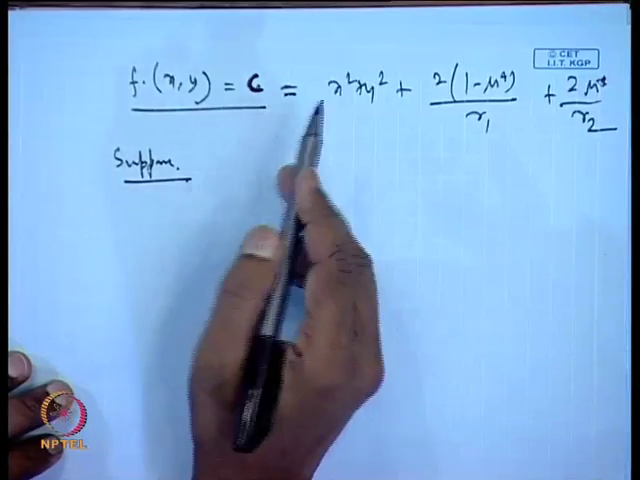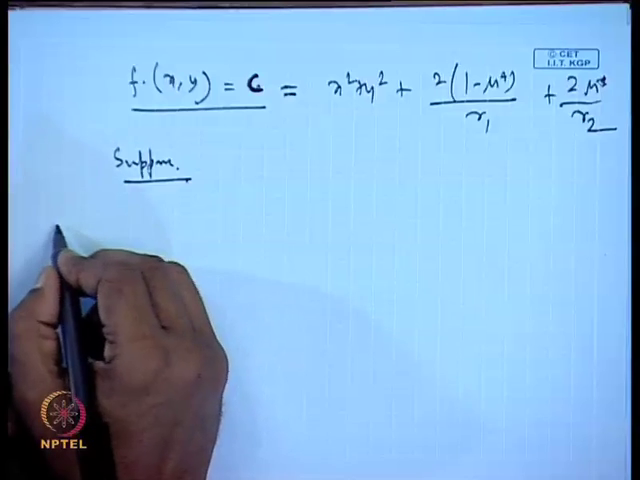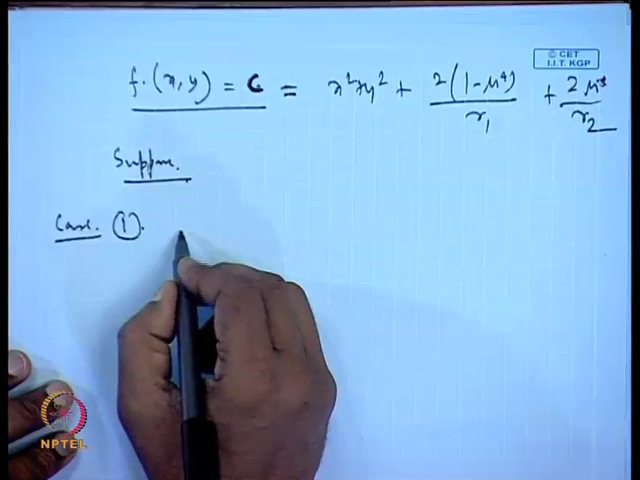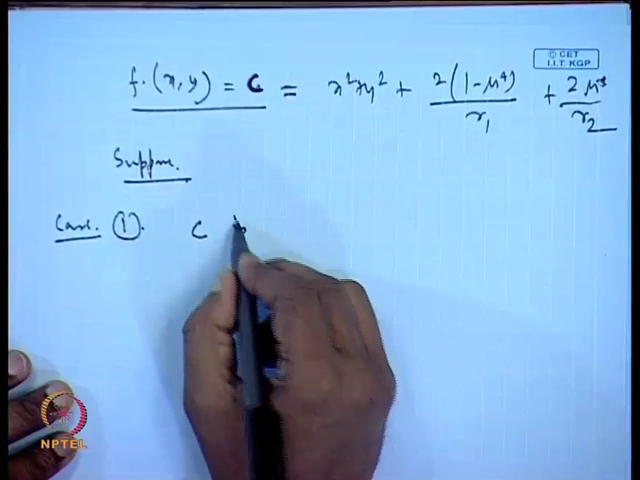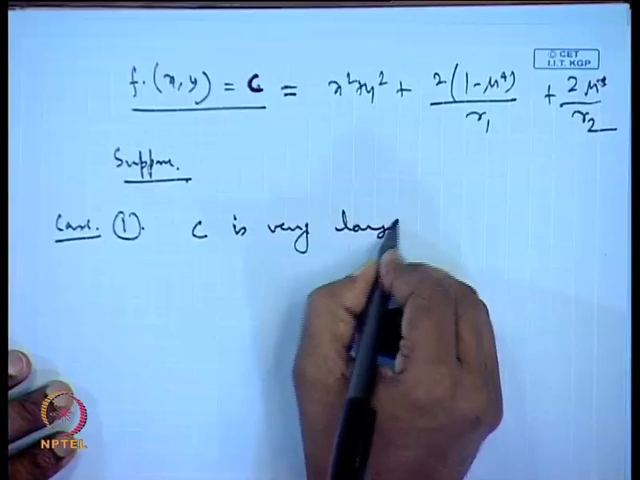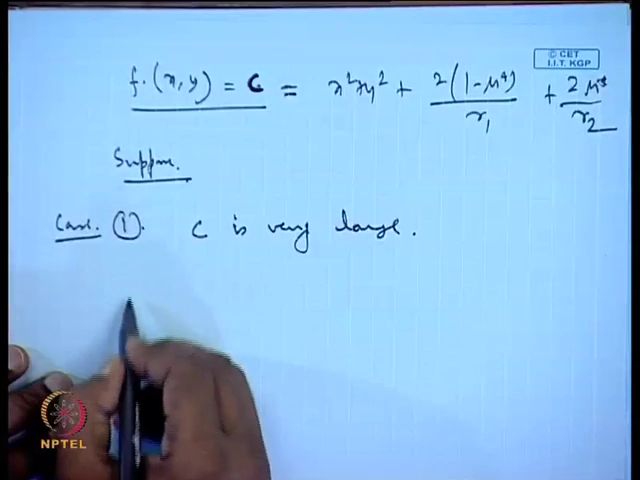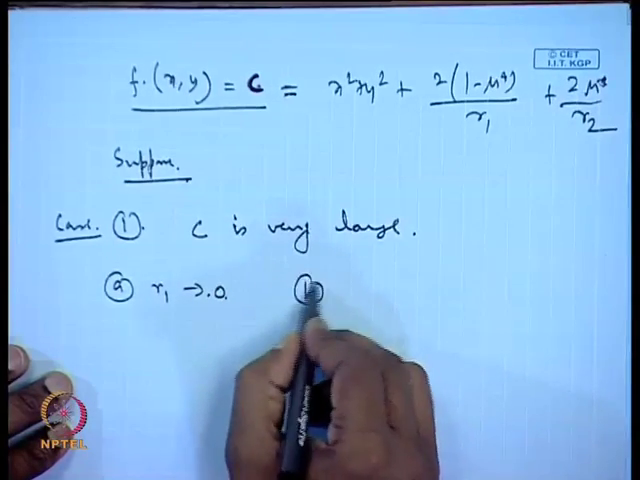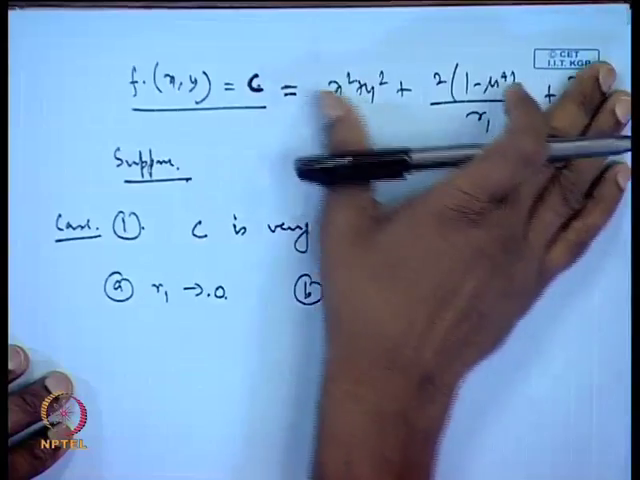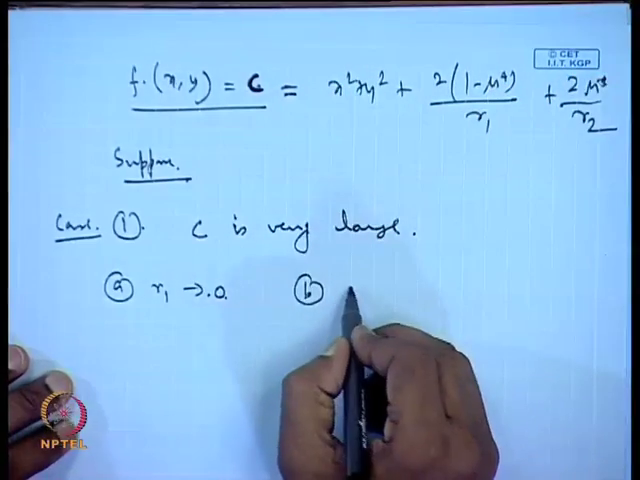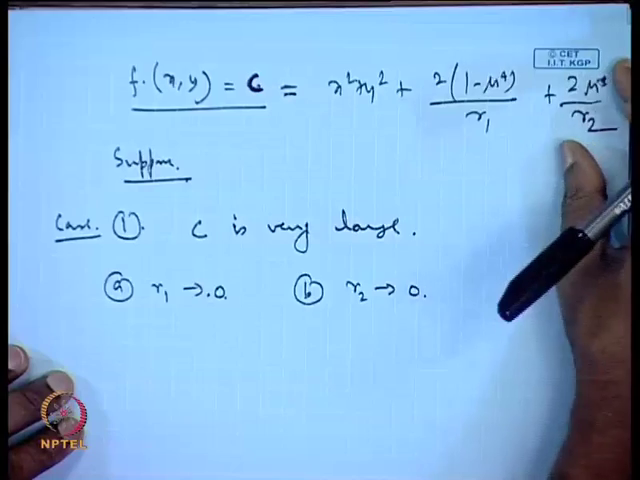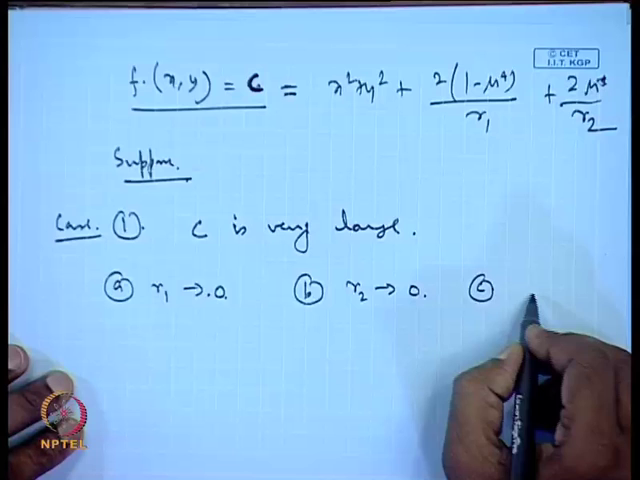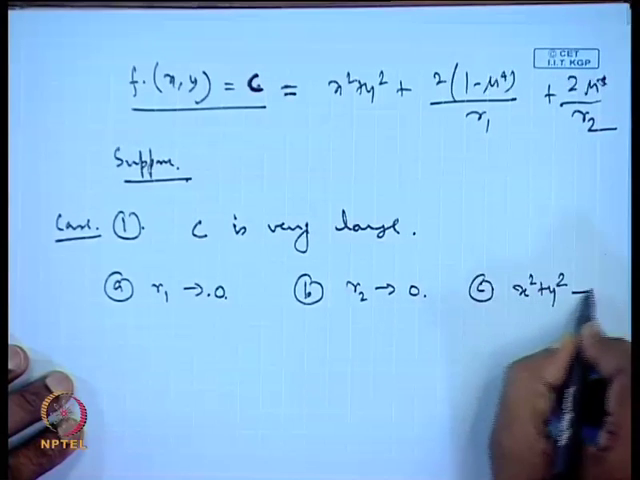We have different cases we can consider here. Let us discuss all of them one by one. Case 1: C is very large. This can happen in the following ways: either r 1 tends to 0, therefore this whole quantity will become very large, or r 2 tends to 0, therefore this quantity will become very large, or x square plus y square itself tends to infinity.